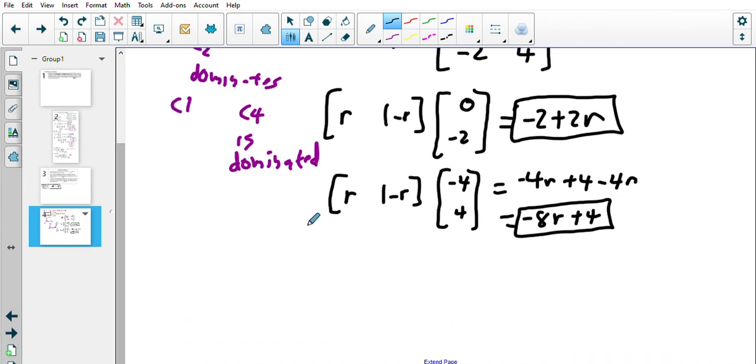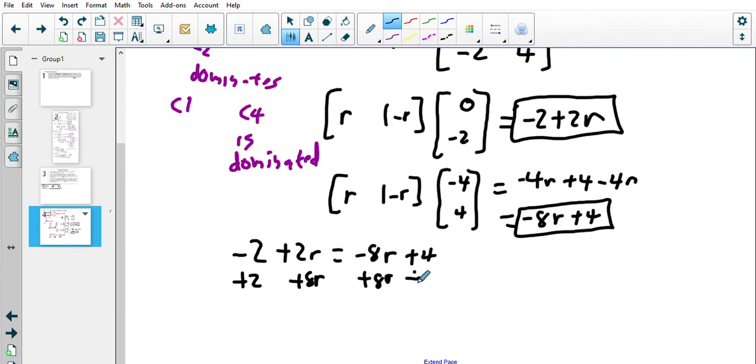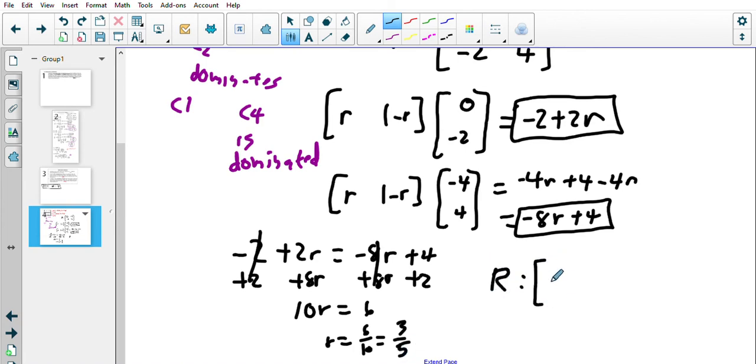Okay, so let's see what value of r that gives us. Negative 2 plus 2r equals negative 8r plus 4. So I'll add 8r to both sides. And I'll add 2 to both sides. That'll give us 10r equals 6. So r equals 6/10 or 3/5. So our row strategy should be 3/5 and 2/5.